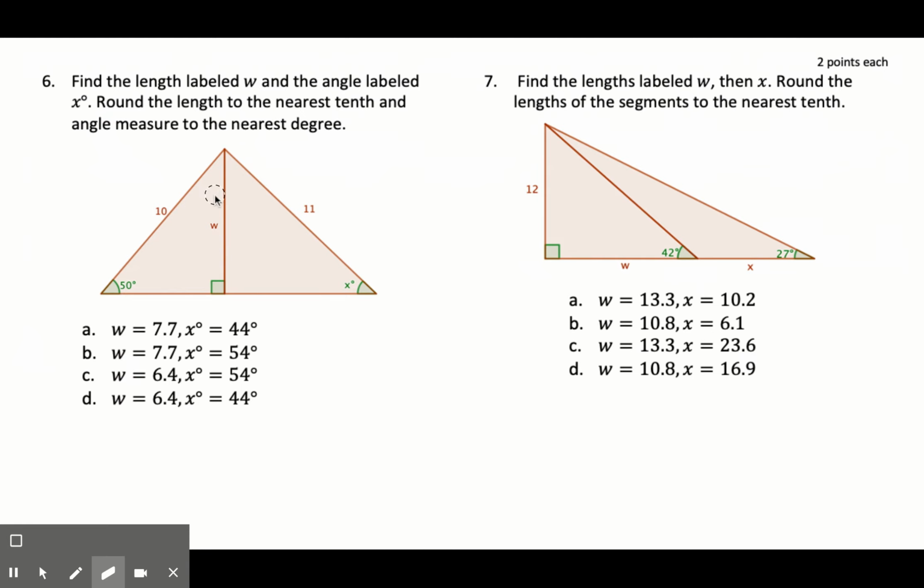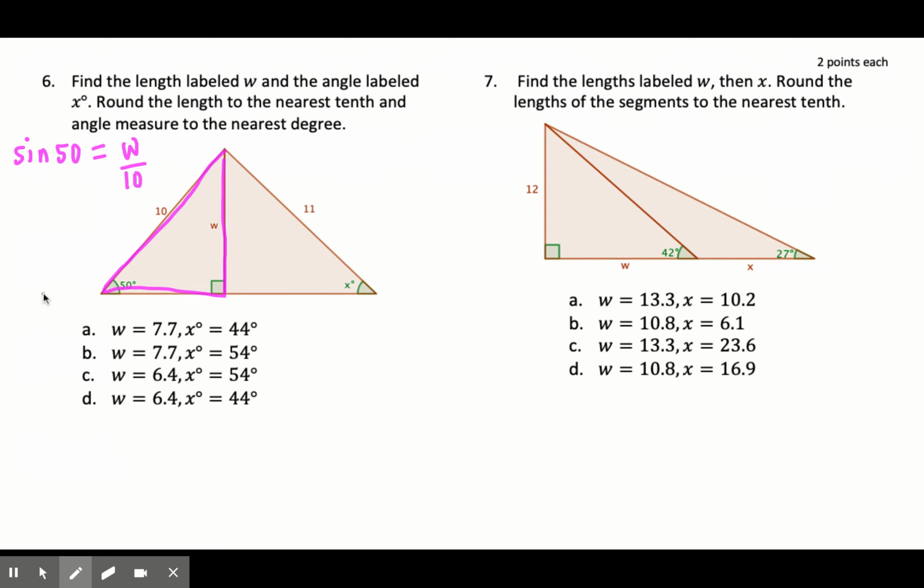Okay, so it says find the length labeled W and the angle labeled X, round the length and the angle measure to the nearest degree. So let's first find W like it suggests. So W is opposite and 10 is the hypotenuse in this triangle. So then that's sine. So sine of 50 equals opposite over hypotenuse.